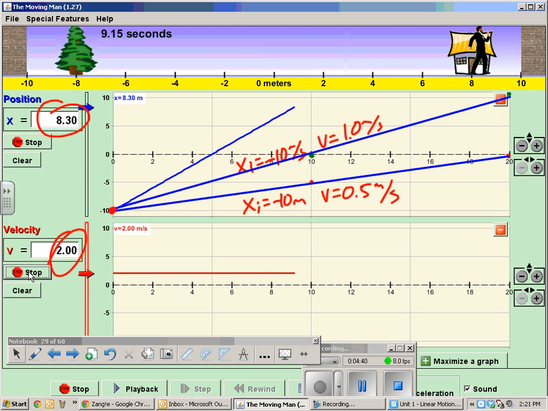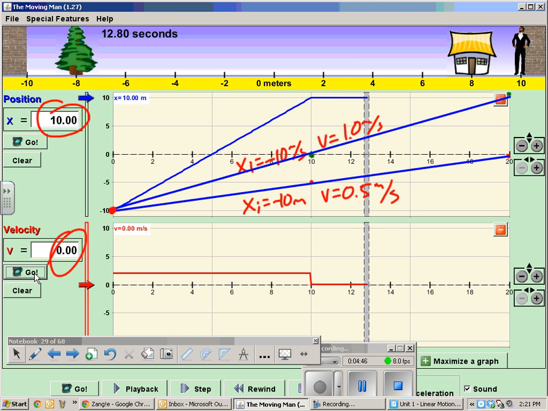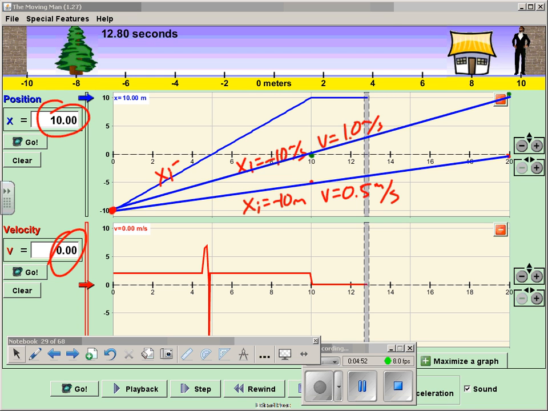All right. Boom, he hits the wall. Here's your sound effect. All right, so this time, here we go. Our initial position is -10 meters. Our velocity is 2 meters per second. So let's see.